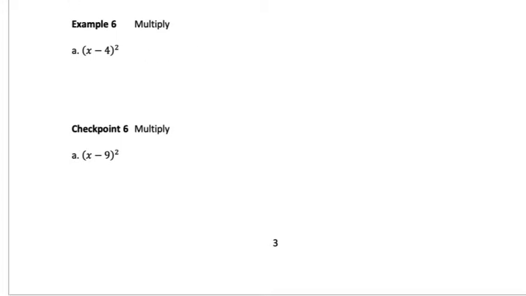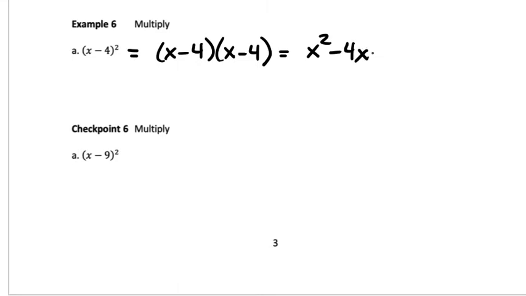What you need to do is remember that when you're squaring something, that means that you're multiplying it by itself. So x minus 4 squared is equal to x minus 4 times x minus 4. Now I'm going to use FOIL on this. So I have my first is x times x, that's x squared. Outside, minus 4x, and inside is also minus 4x. And my last term is negative 4 times negative 4, which is positive 16.